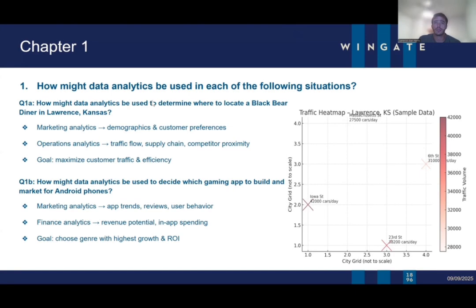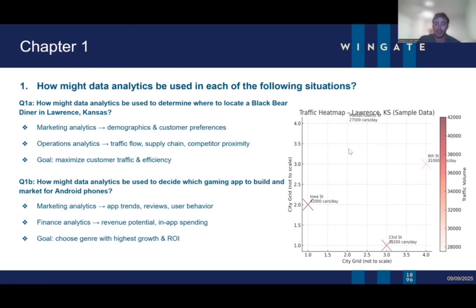So analytics would help us in a couple ways. On the marketing side, we'd look at demographics and customer preferences, basically who lives in the area and what they like to eat. On the business operation side, we'd focus on things like traffic flow, supply chain access, and how close competitors are.